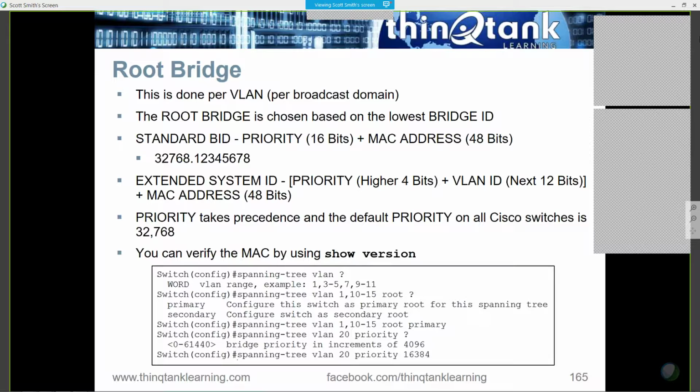Of course, there's 2 ways to write a bridge ID. You can have one that's just priority and MAC address, or you can have one that's priority, VLAN, and MAC address. But in either case, whichever one is lower wins. Priority takes precedence, and the default priority for all Cisco switches is 32,768. Okay? So when does MAC address come into play? If there's a tie with priority, we use MAC address to break the tie because MAC addresses are globally unique.